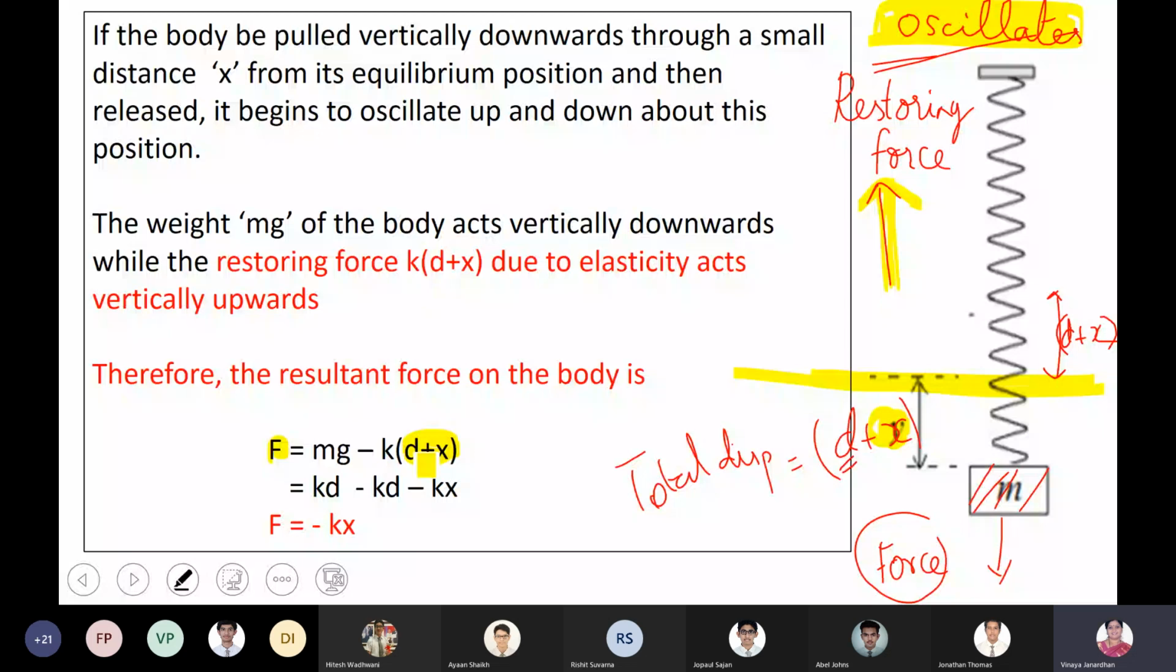Are you clear? I don't know. Second last period. F is equal to weight minus restoring force. Okay, let me finish this off.